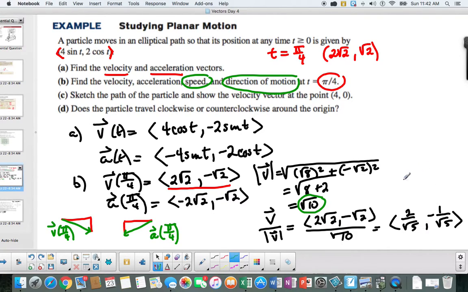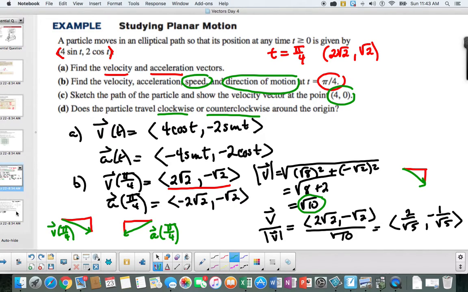Now what is direction of motion? What will that represent? Well, it'll go over and then down half as much, and so it looks to me like the direction vector is going like this, so that is a clockwise direction eventually. Now on the next page we are going to sketch the path and show the velocity vector at (4, 0), and then discuss whether it's clockwise or counterclockwise around the origin.